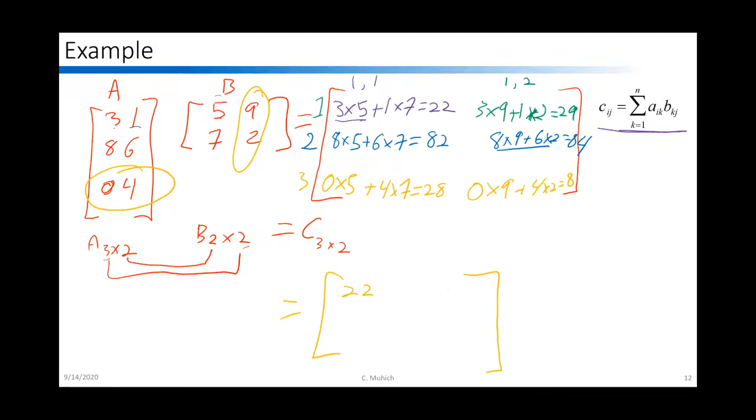We have 22 in 1,1, 29 in 1,2, 82 in 2,1, 84 in 2,2, 28 in 3,1, and 8 in 3,2. Okay, so in this case, A times B is equal to C.